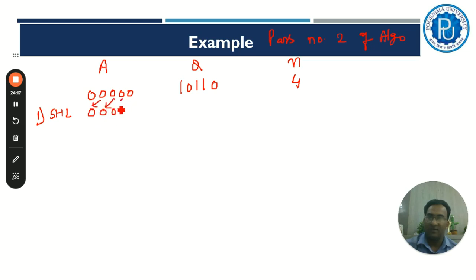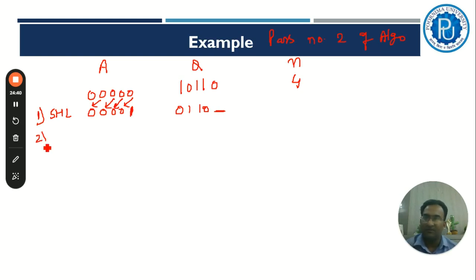This 0 is shifted here, this 0 is shifted here, and this one will come over here. And Q will be 0, 1, 1, 0, and we leave the last bit blank. The value of this LSB of Q will depend upon the operation that we are going to perform in the next step.